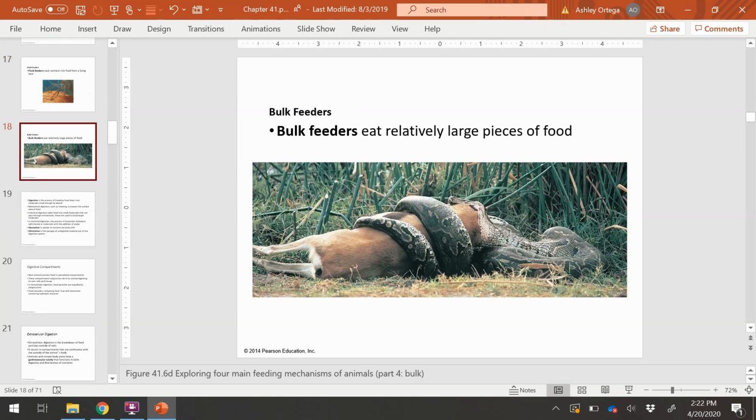Then lastly here, bulk feeders. Bulk feeders will be most animals, and they will eat large pieces of food. Shown here, a python eating what looks to be an antelope will be digesting that food for a very long time, so won't need to eat again. But other animals may not eat as large pieces of food.